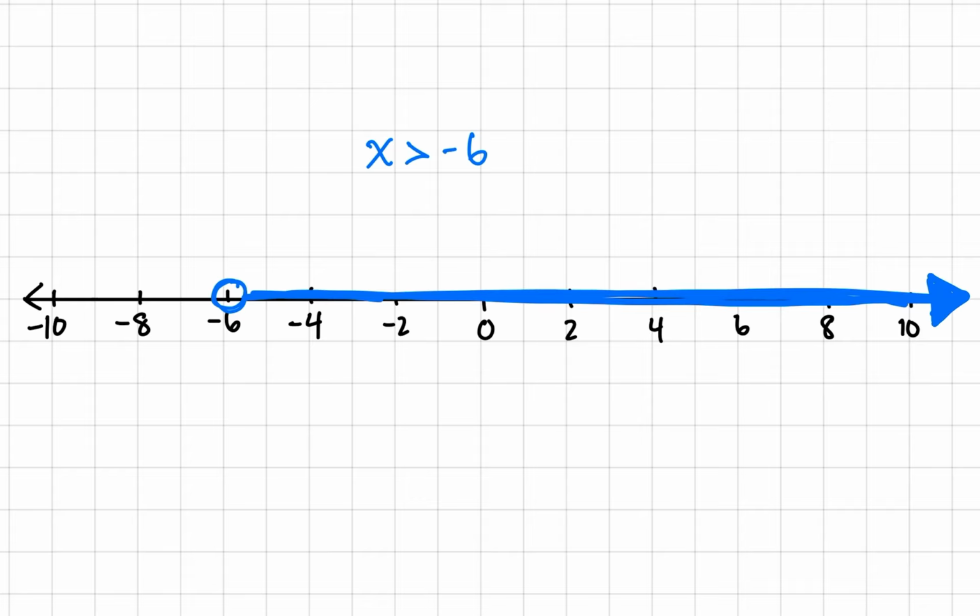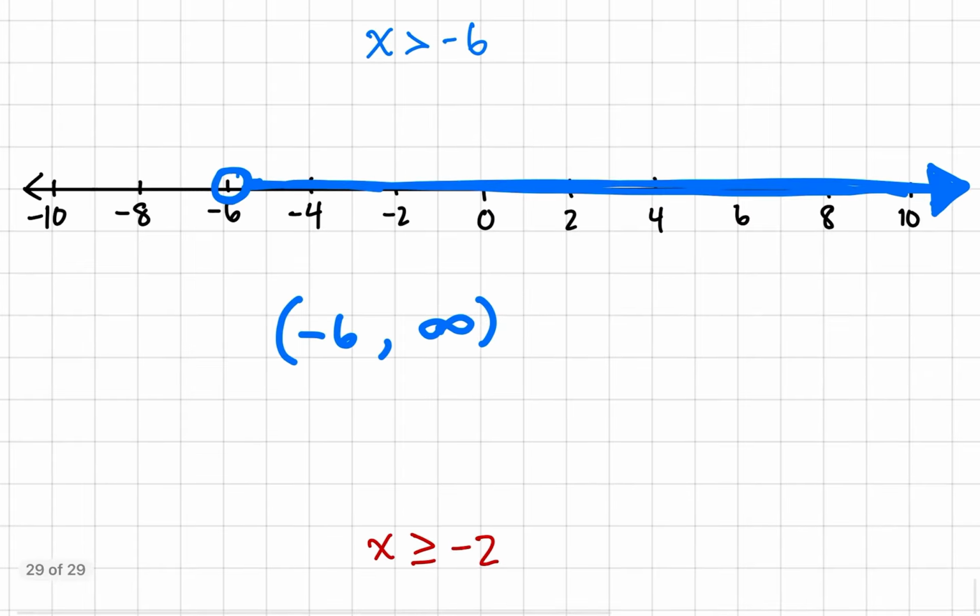Looking at our shaded region, we are starting at negative 6. We are ending at positive infinity. We cannot include positive infinity because we can't be equal to it. And in this case, we are also not including negative 6 because it is not equal to it. We have an open circle there. We're getting all the way up to negative 5.99999, but we're not getting to negative 6.